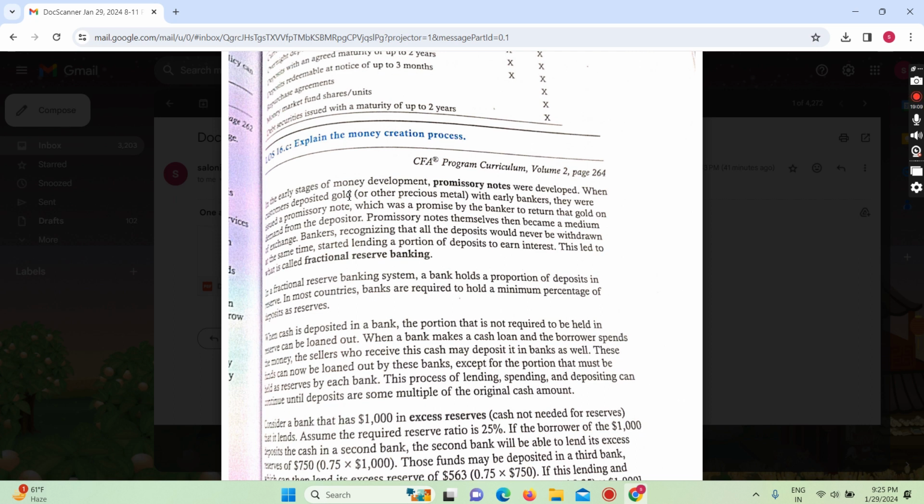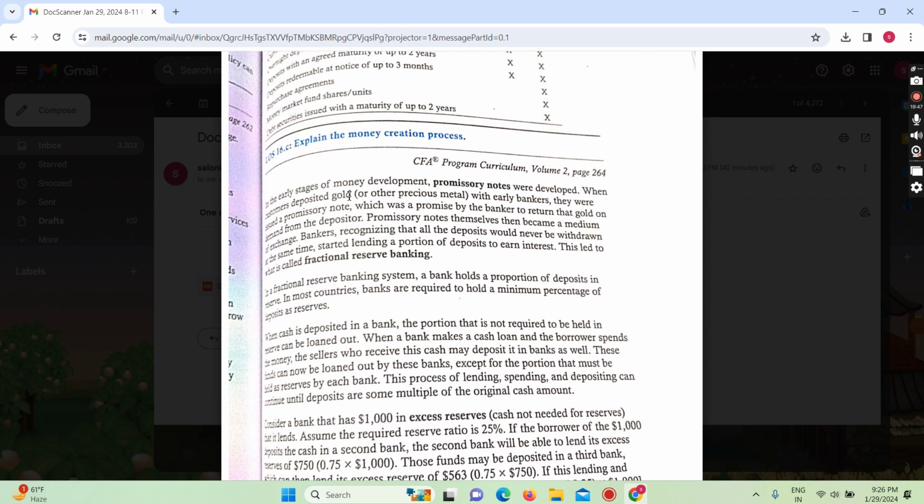When a bank makes a cash loan and the borrower spends the money, the seller who receives this cash may deposit it in the bank as well. These funds can now be loaned out by this bank, except for the portion that must be held as reserve by each bank. This process of lending, spending, and depositing can continue until the depositor has some multiple of the original cash amount.